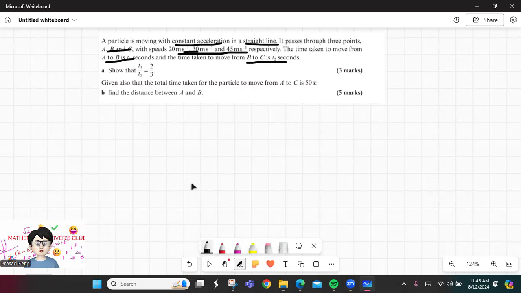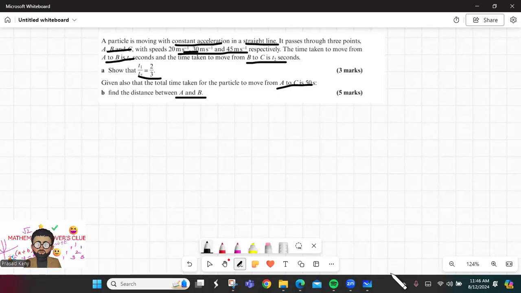So you have to show that t1 upon t2 is 2 upon 3, and find also, given that the total time taken for the particle to move from A to C is 50 seconds, the distance between A and B. So now I will start with the first part.